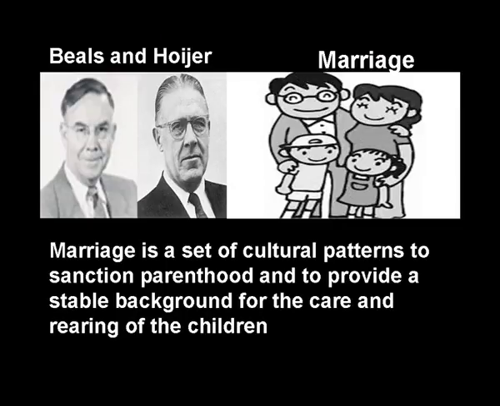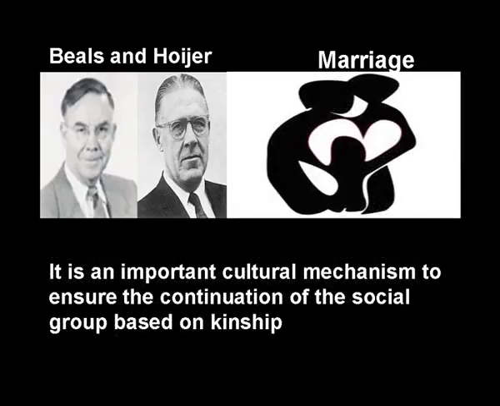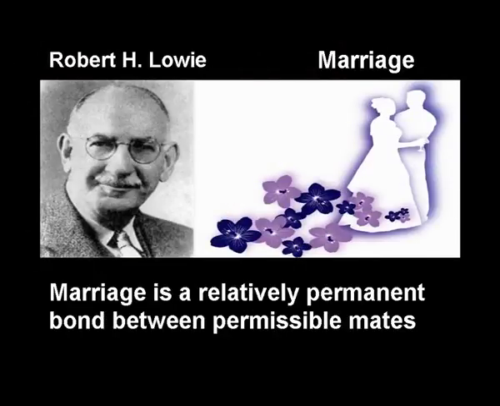According to Beals and Hoijer, marriage is a set of cultural patterns to sanction parenthood and to provide a stable background for the care and rearing of the children. It is an important cultural mechanism to ensure the continuation of the social group based on kinship. Robert H. Lowie defines marriage as a relatively permanent bond between permissible mates.